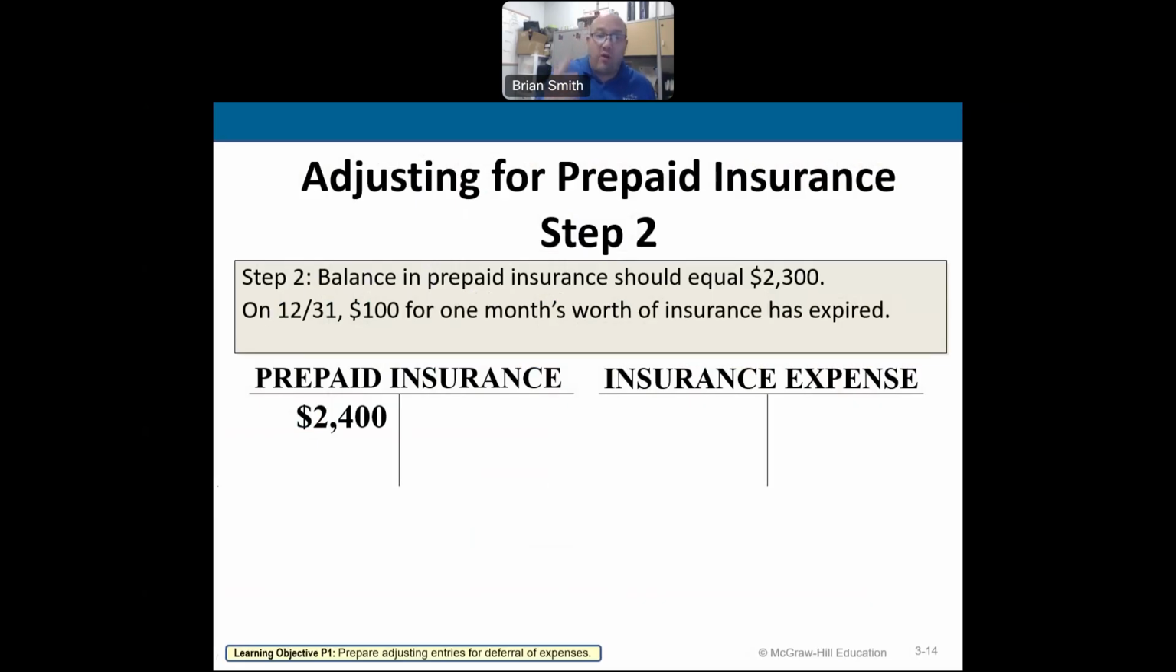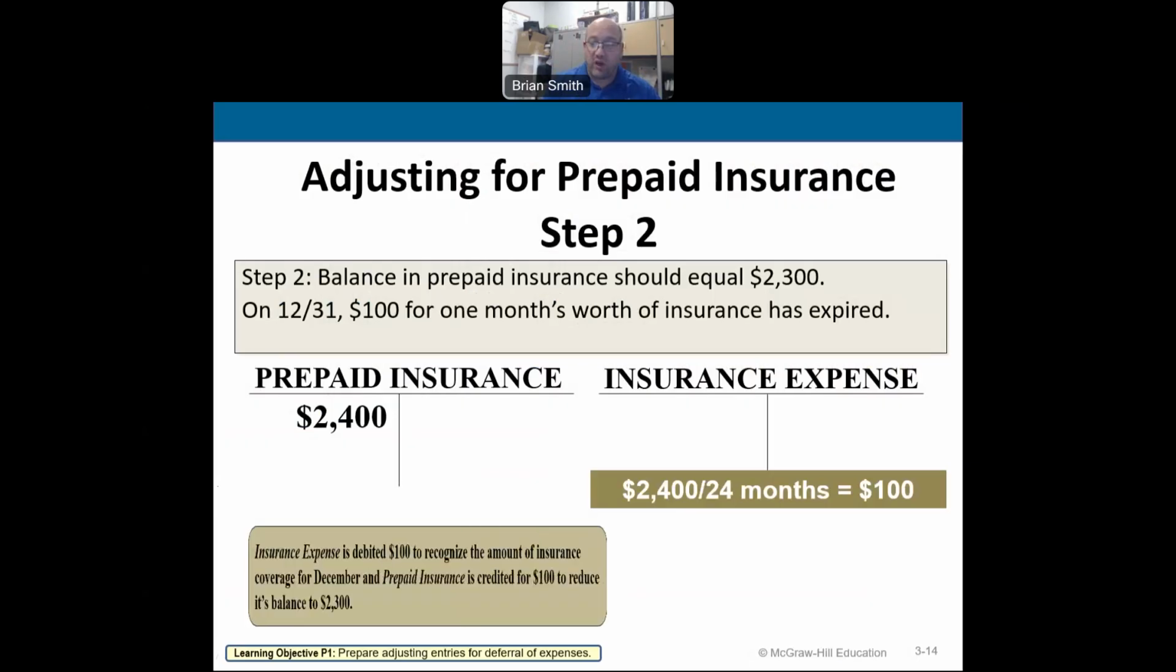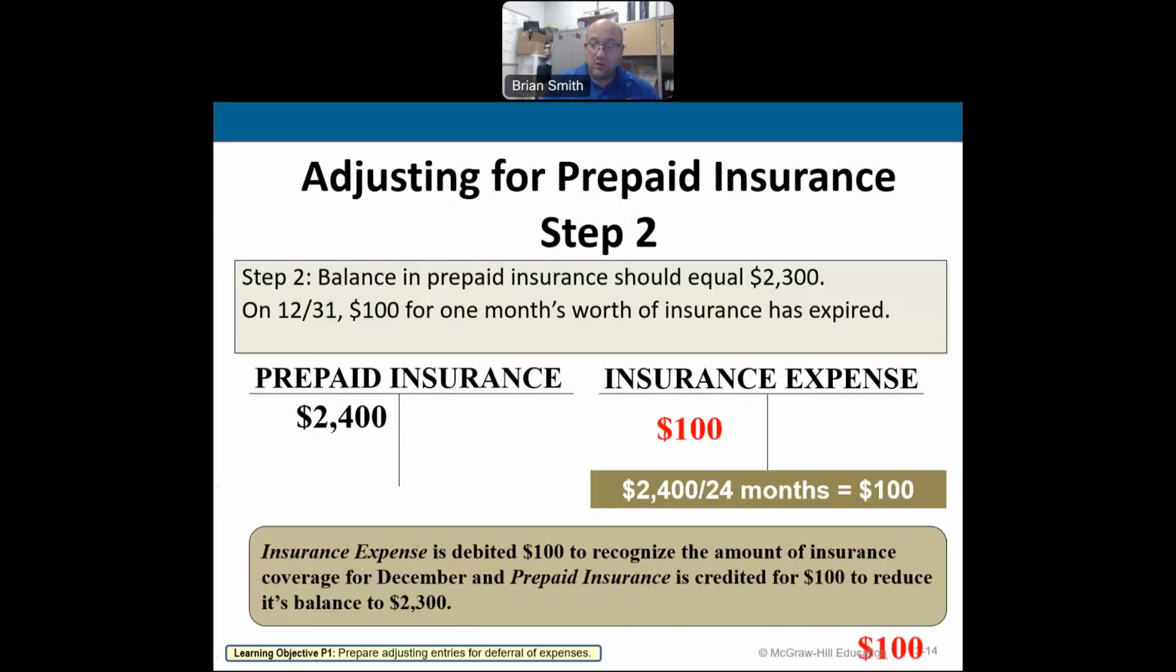I used 1 month. It's $100. I'm going to adjust this for $100. That makes sense to me. But the book says the balance of the prepaid insurance should equal $2,300. Well, I don't disagree. All right, so we're going to expense these as $100.